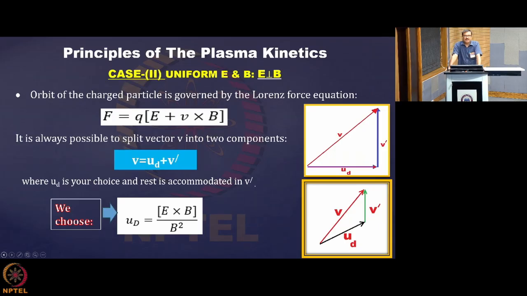Now next we come to the case when there is a uniform electric field E and a magnetic field B, but E and B are perpendicular to each other. Okay, so E and B are perpendicular to each other. So the orbit of the charged particle is governed by the Lorentz force equation F equal to q (E plus v cross B), as usual, the Lorentz force equation. Now here we'll try to get some insight about the motion under this electric and magnetic field.